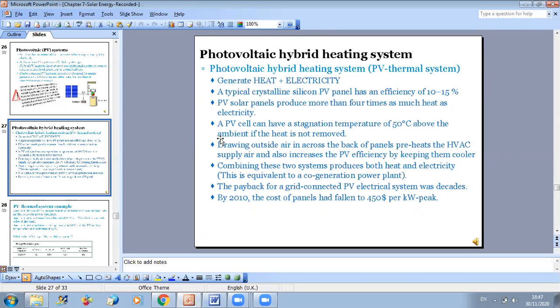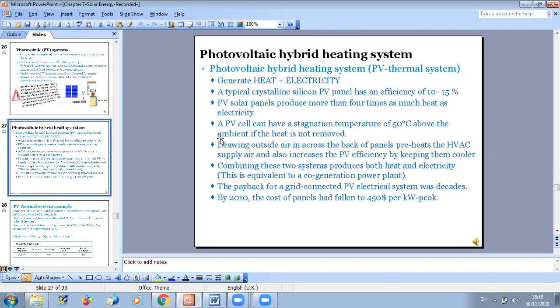For example, a typical crystalline silicon PV panel has an efficiency of 10 to 15% in electrical energy. So PV solar panels produce more than 4 times as much heat as electricity. And if we just use electricity, it's not a good efficiency, 10 to 15%. So if we want to use PV in a more efficient way, we should also extract the heat that is lost by PV panels. A PV cell can have a stagnation temperature of 50 degrees above ambient if the heat is not removed.